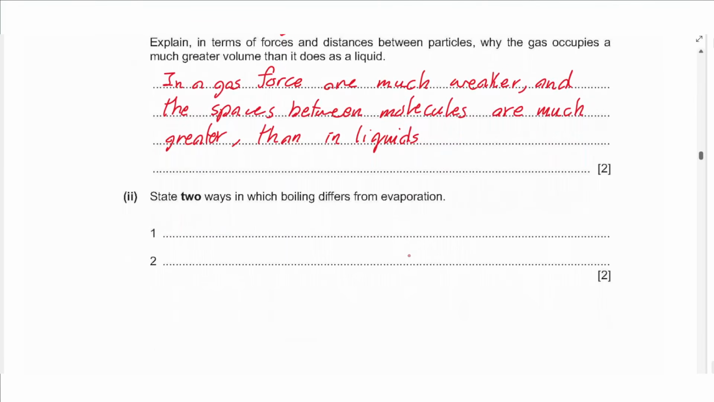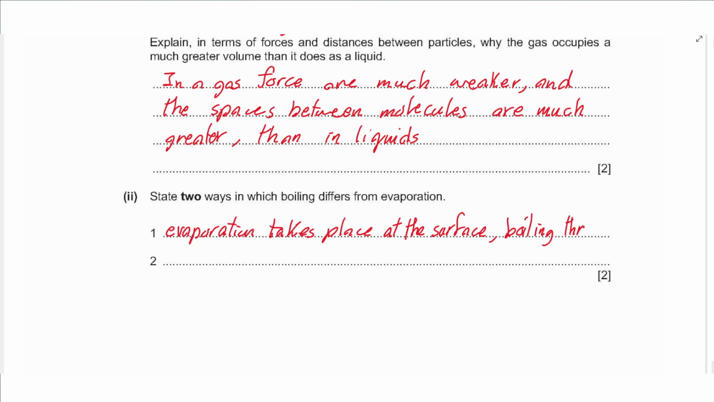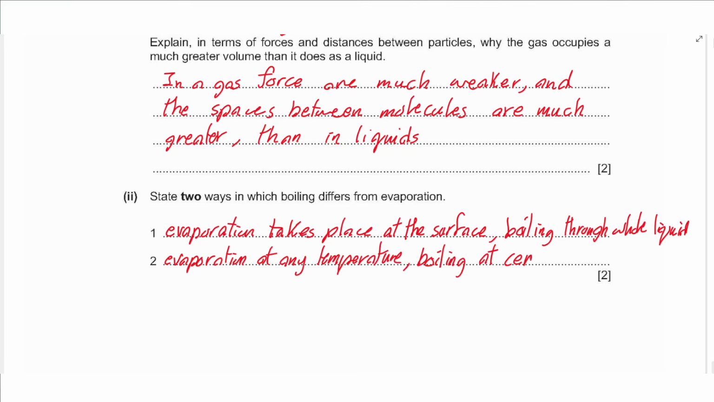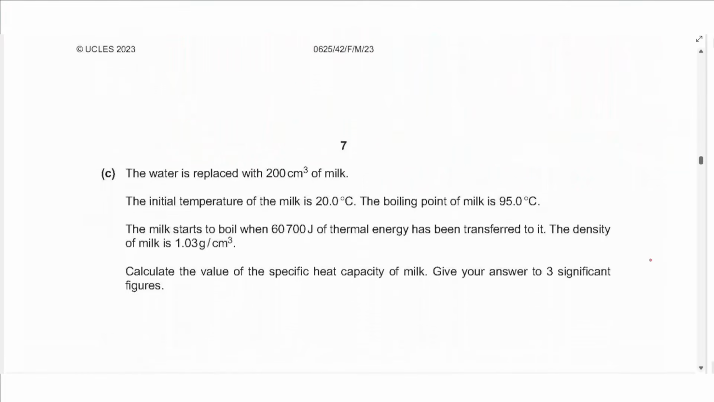Okay, state 2 ways in which boiling differs from evaporation. First, evaporation takes place at the surface, boiling through the whole liquid. Another is that evaporation takes place at any temperature, boiling at a certain temperature, which is called the boiling point. Let's see the next question.